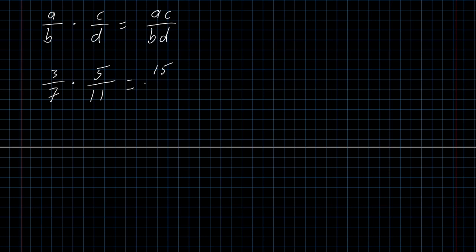Multiplying with fractions is probably the easiest of all of the operations on fractions. The general rule says that if you have two fractions, a over b and c over d, you multiply across: a times c and b times d. So if I have 3/7 times 5 over 11, I get 3 times 5, which is 15, 7 times 11, which is 77.